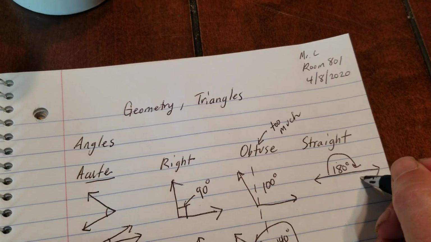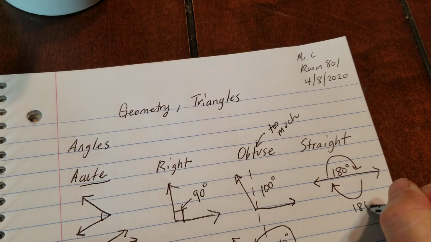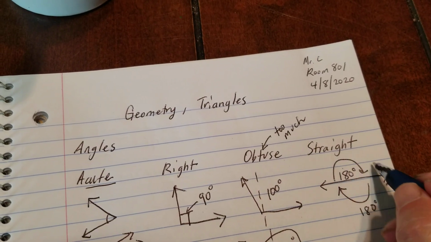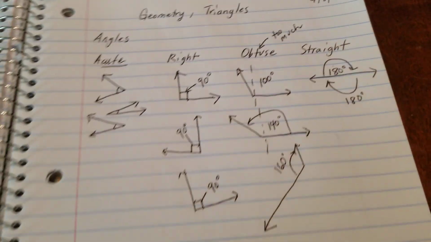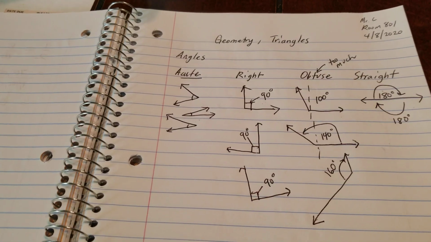And a lot of people like to think about, well, what about the other side of that? That's also 180. And that's where you get 360 degrees. 180 plus 180 is 360, and that's how many degrees are in a circle. So there are your angles for today.